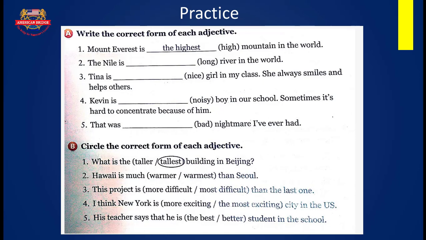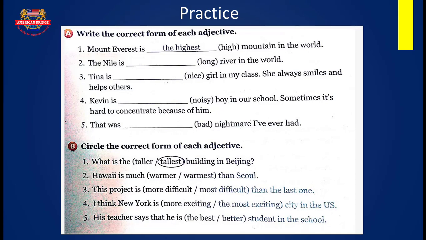Let's check the next exercise: circle the correct form of each adjective. We have number 1 to number 5 here. The first one is already answered for you: taller and tallest. Number 2, warmer and warmest. Number 3, more difficult, most difficult. Number 4, more exciting and the most exciting. Number 5, the best and the better student in the school. You have to decide carefully between the comparative adjective and the superlative adjective here.